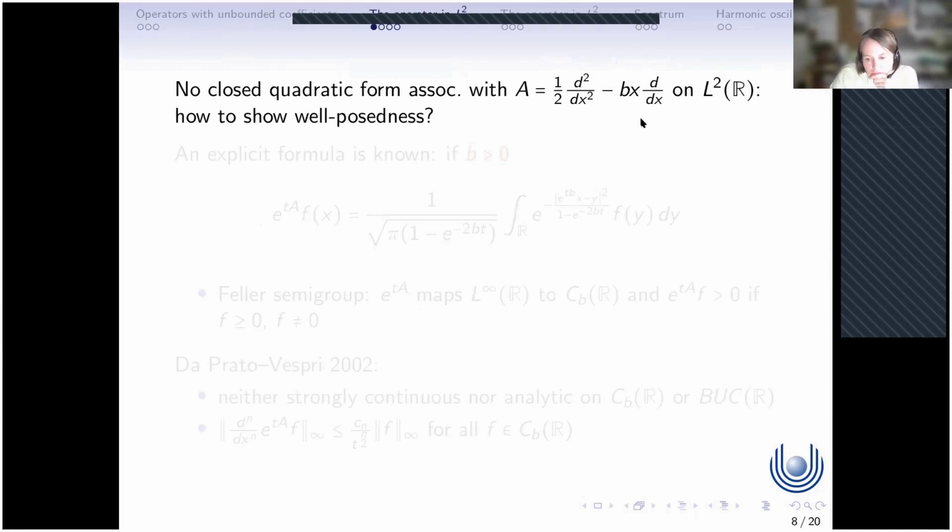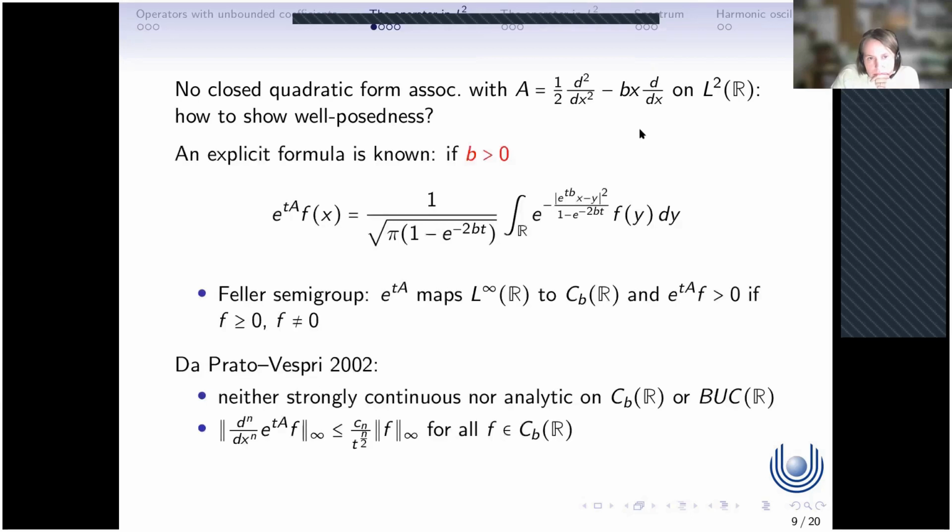So let's start with studying just Lebesgue measure. Because we don't have a nice form theory at our disposal, how to show well-posedness? A classical way of doing so is to come up with an explicit formula for this semigroup in the classical case of R. This is well known, and it is given by this formula here. It is known that those are Feller semigroups, so you have nice smoothing properties. You are even mapped to bounded continuous functions. You have positivity improvement. Everything is nice.